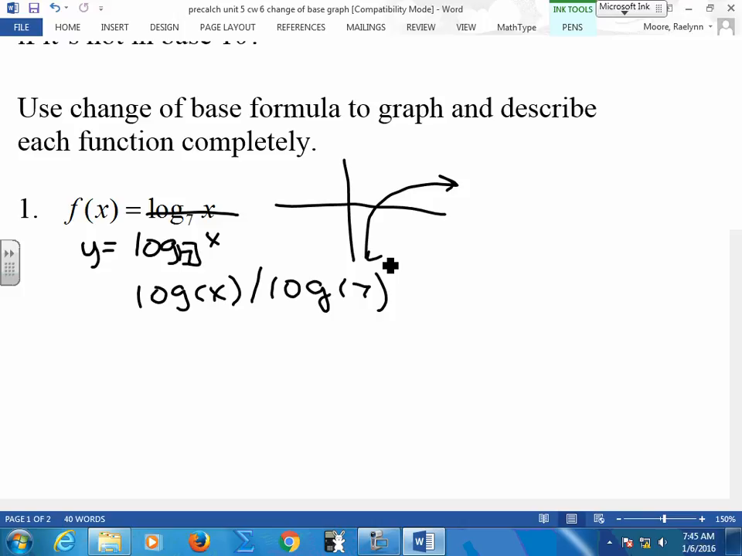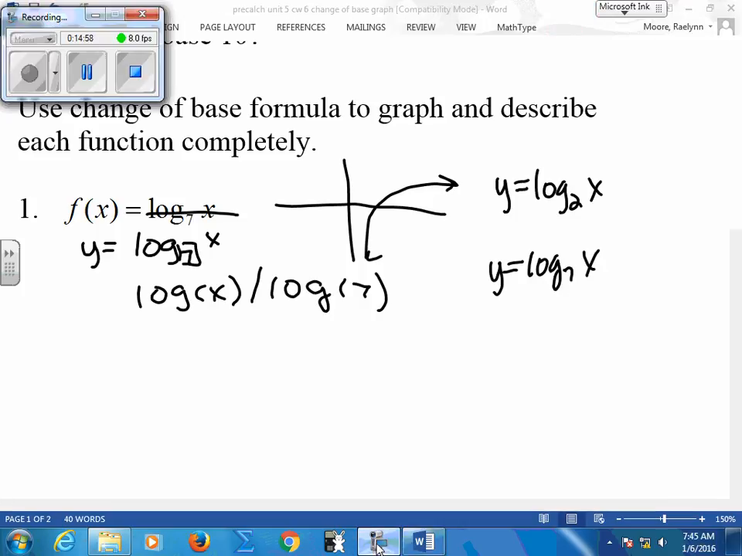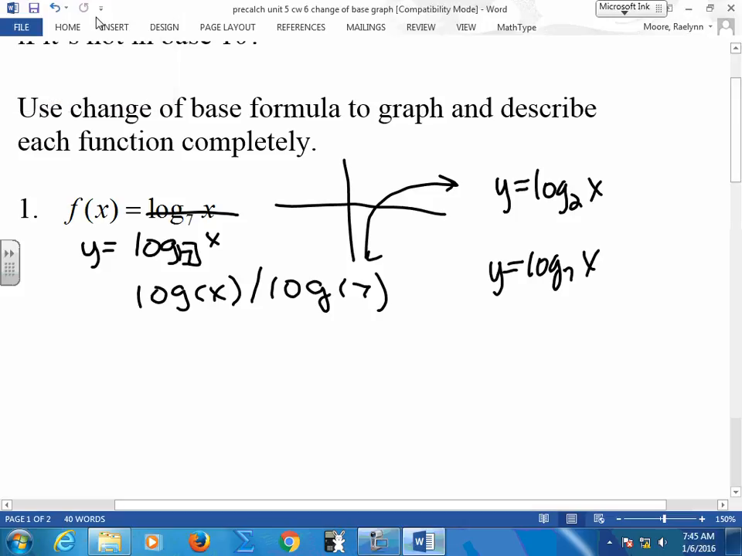Well, okay, let's compare. What would the difference be when I graph this? Oh, it's how stretched it is, right? Kind of how stretched it is, kind of how close it sits to the axis.